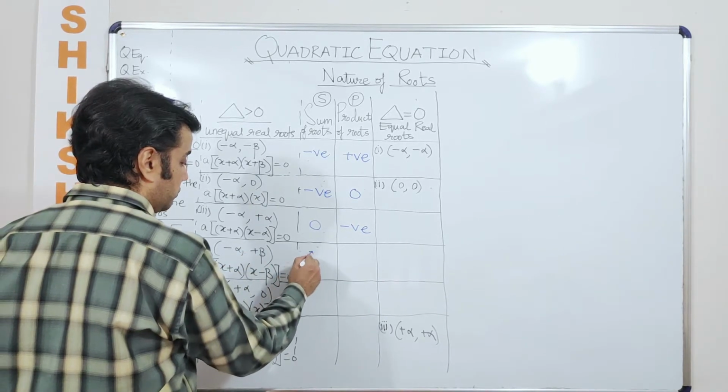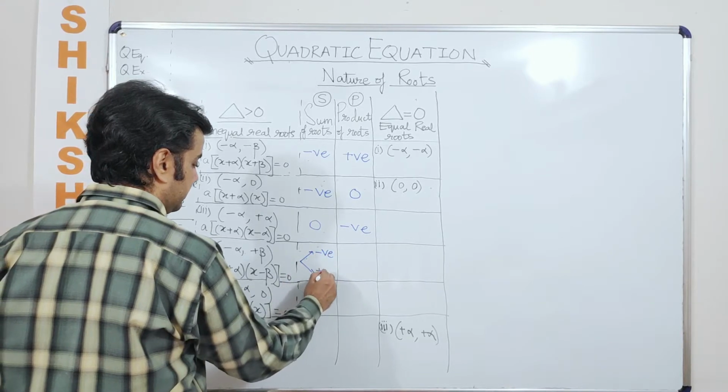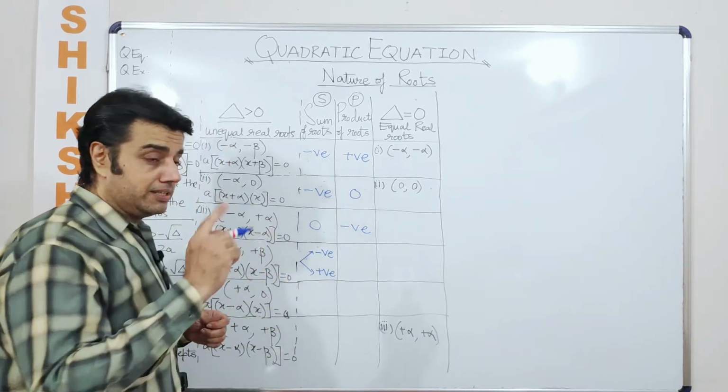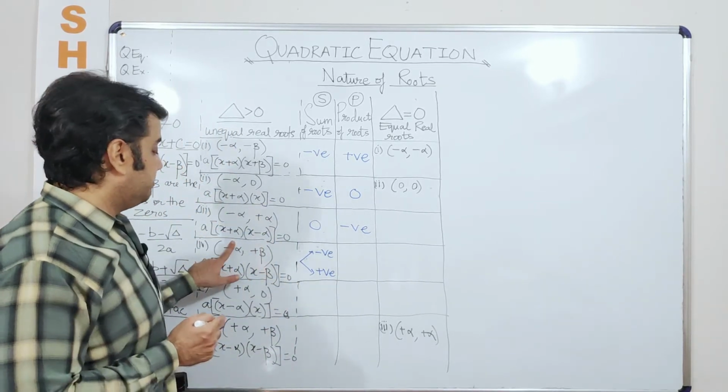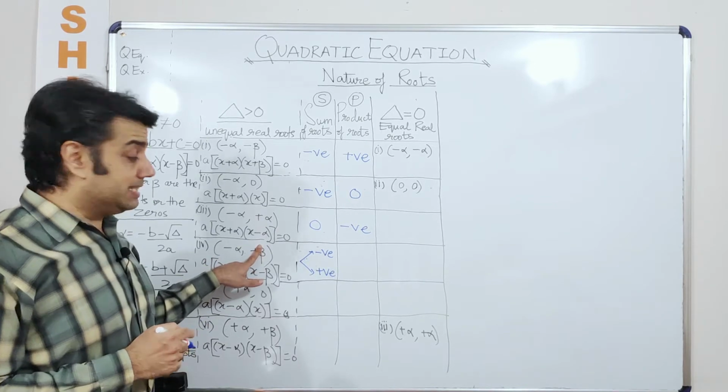Here we do not know. The sum may be negative or the sum may be positive. That is dependent on the measure of the root, the magnitude of the root. Let me take two examples. If one would have been -1 and the other one would have been +2, let's say.